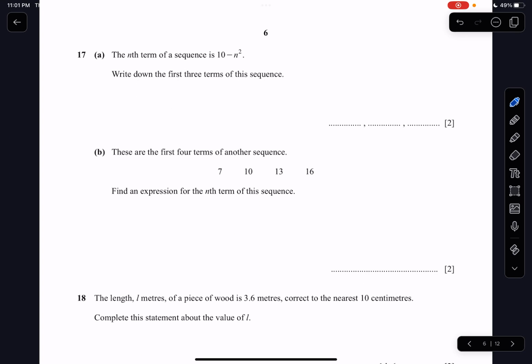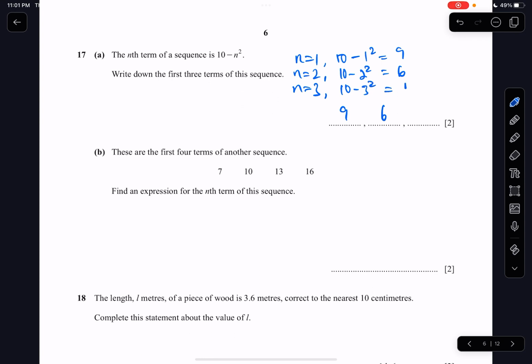Now, 17a. The nth term of a sequence is 10 minus n squared. Write down the first 3 terms of this sequence. So I need to do n equals 1, n equals 2, and n equals 3. For n equals 1, I'll have 10 minus 1 squared, which turns out to be 9. Then 10 minus 2 squared, which turns out to be 6. Then 10 minus 3 squared, which turns out to be 1. So 9, 6, and 1.